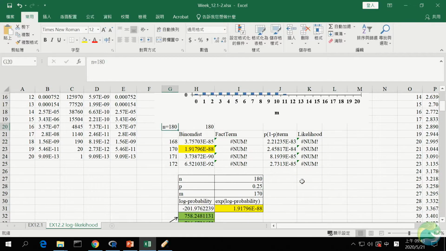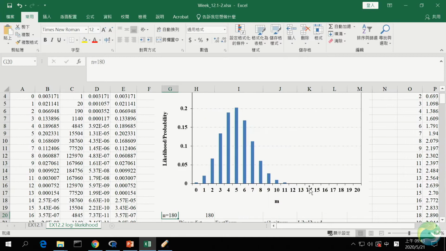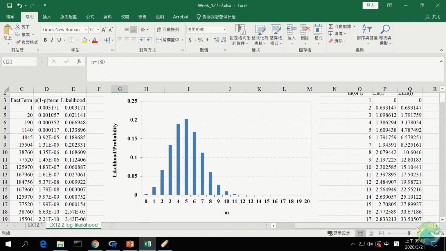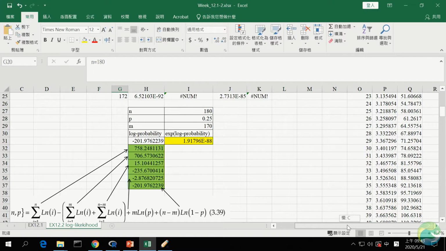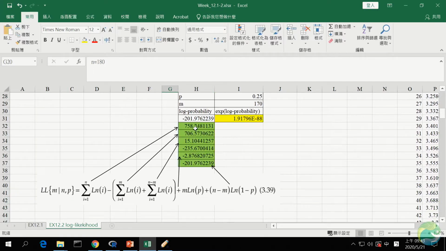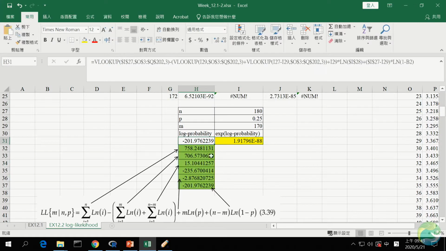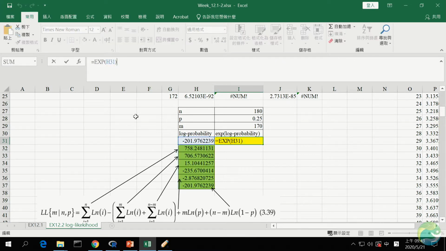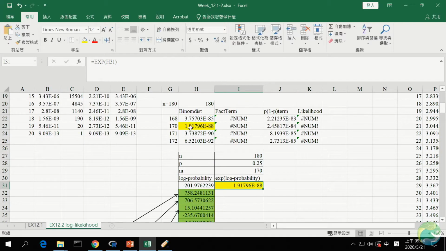How to avoid this case? We can take a log. We can take a log using this formula. So do the first one, do the second one, third one, and put all these together. So this is the log probability. Then do the exponential back. Then we can have the probability for the binomial distribution when the m value is equal to 170.